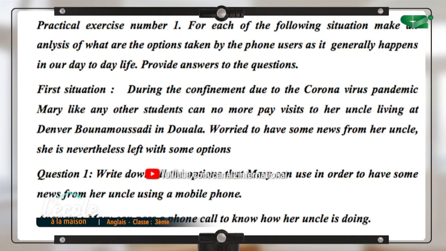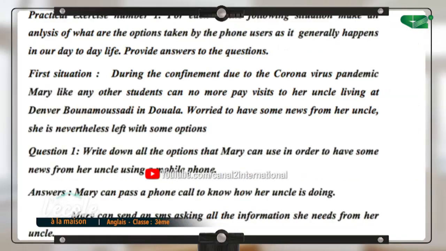First situation that I will read for you. During the confinement due to the coronavirus pandemic, Mary, like any other student, can no more pay visits to her uncle living at Denver, Bunamusadi in Douala. Worried to have some news from her uncle, she is nevertheless left with some options. Question number 1. Write down all the options that Mary can use in order to have some news from her uncle using a mobile phone.